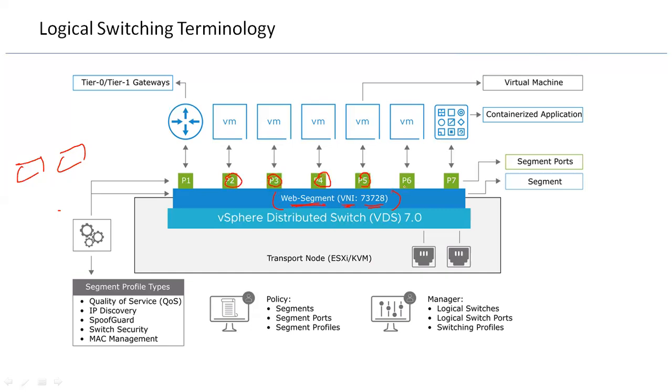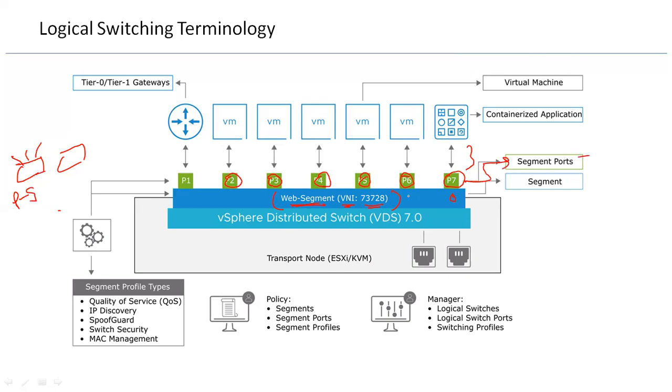connected. As I said, it is similar to the way you configure a port group in VDS and then assign the VMs. In the same way, you create a logical switch, also referred to as a logical segment, and under the logical segments you further connect your virtual machines or maybe containerized applications. Similarly, this is the segment and these are the segment ports.